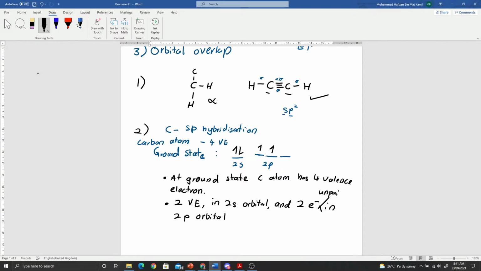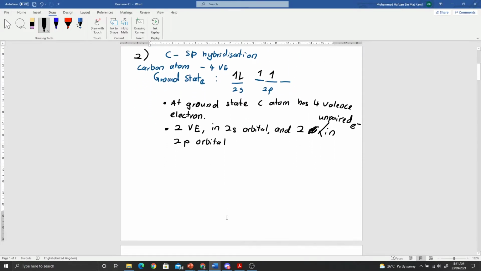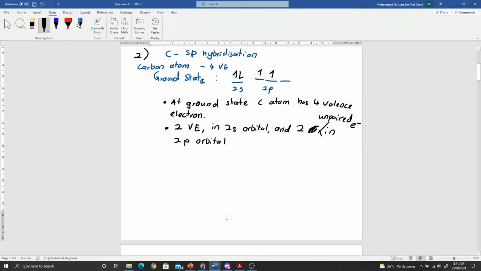Okay, sorry, I terlupa. Okay, and 2 unpaired electrons in 2p orbitals. Okay, so that is dia punya descriptions. So you kena cerita that in ground state, dia ada 4 valence electron and then 2 valence electron ada dalam 2s and we have 2 unpaired electrons dalam 2p orbitals.